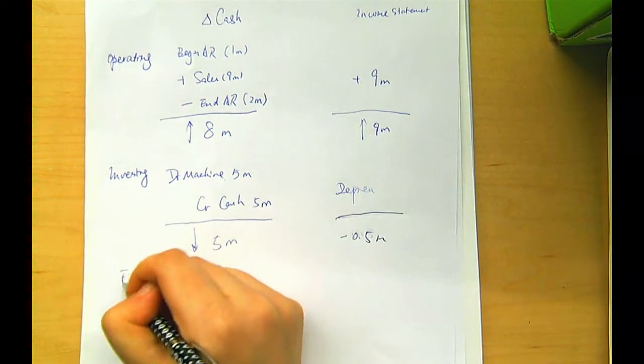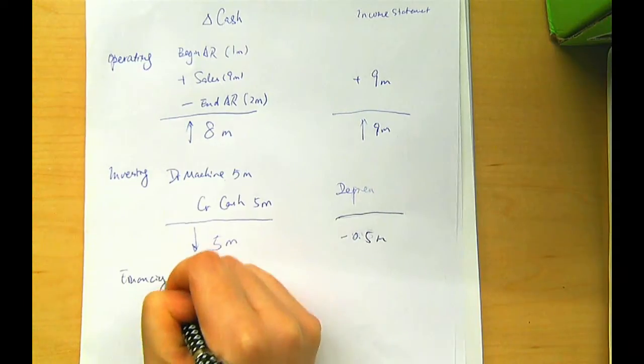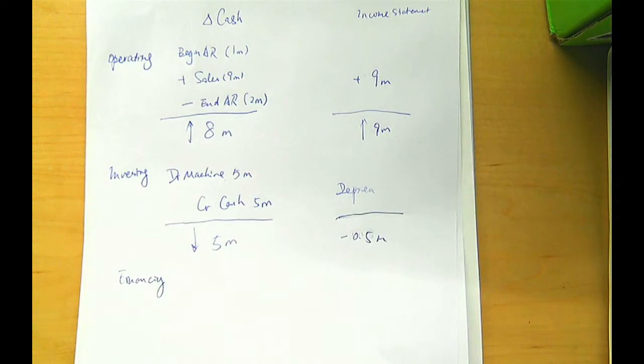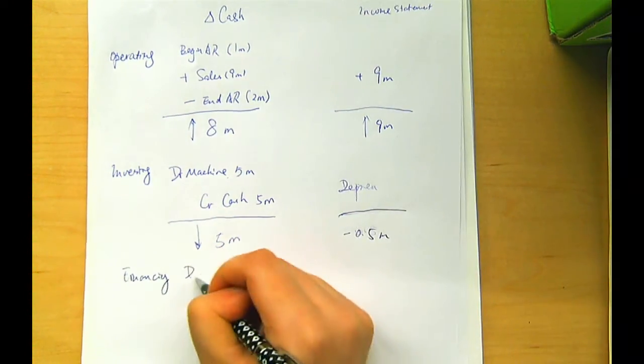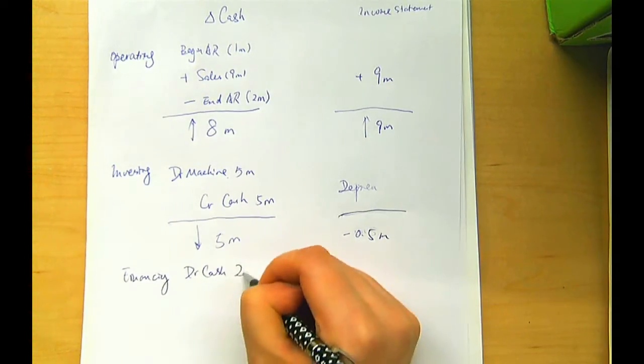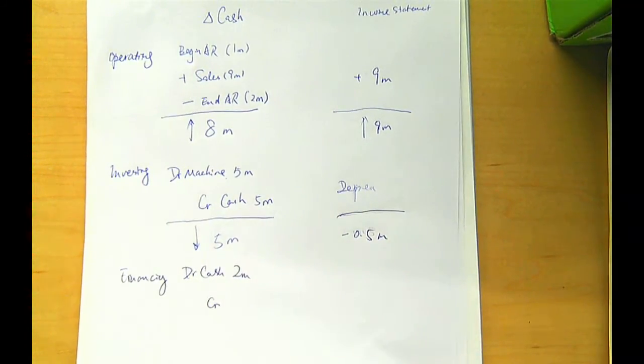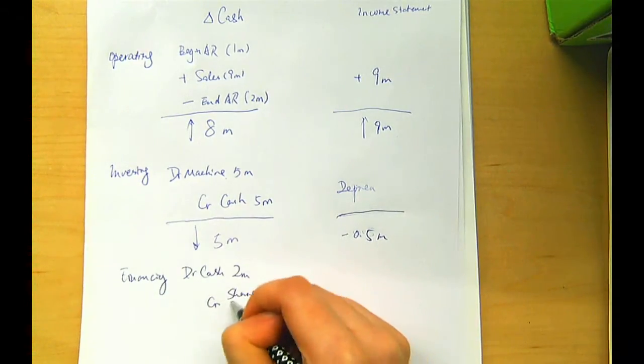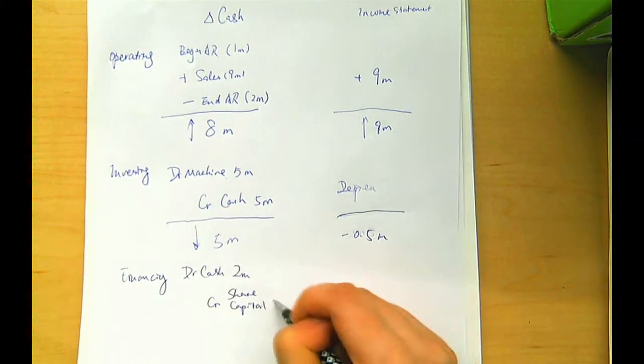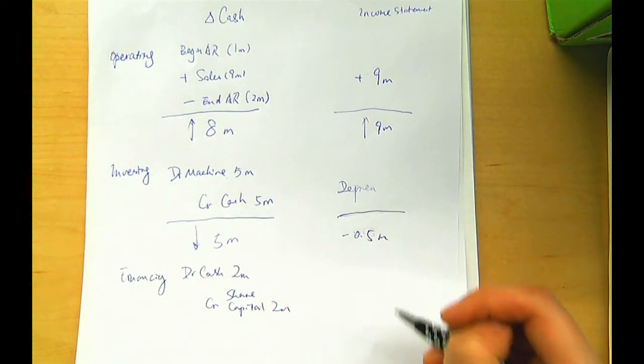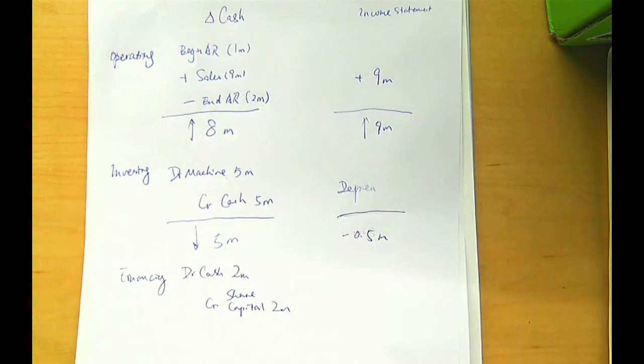Okay, financing activities. Let's raise $2 million cash from shareholders. What do we credit here? Share capital. What's the influence on the income statement?